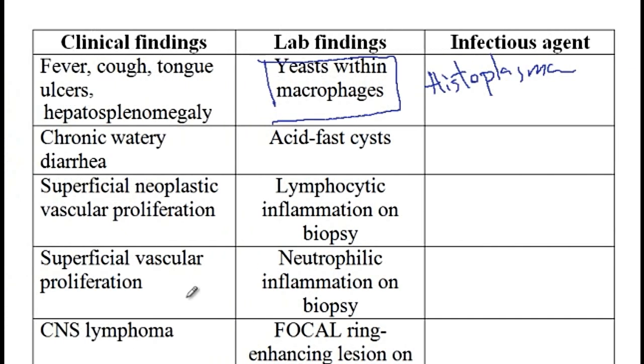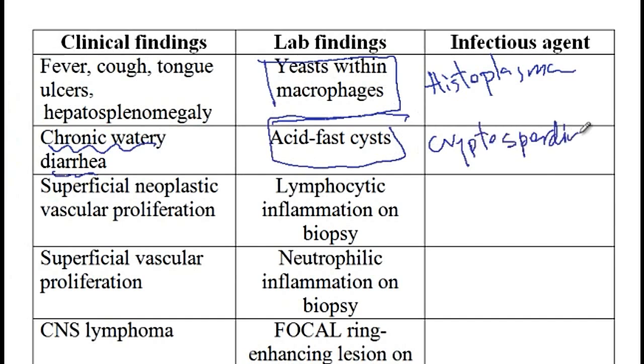The next condition is if an HIV patient presents with chronic watery diarrhea and examination of the stool shows acid-fast cysts, then this is an example of Cryptosporidium parvum. So I would like to remind you that the organisms that will test positive for acid-fast include the Mycobacterium, Nocardia, as well as the cyst of the Cryptosporidium parvum.